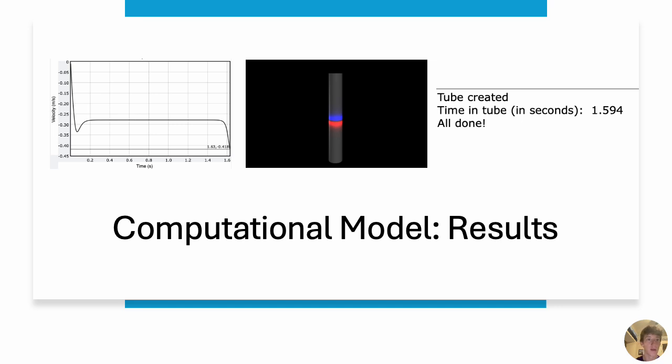The result was very close to what we measured, just a couple hundredths of a second off. And this is what it looked like at certain times, with the magnet following the north and south ends, the velocity graph on the left, and the time in seconds on the right.